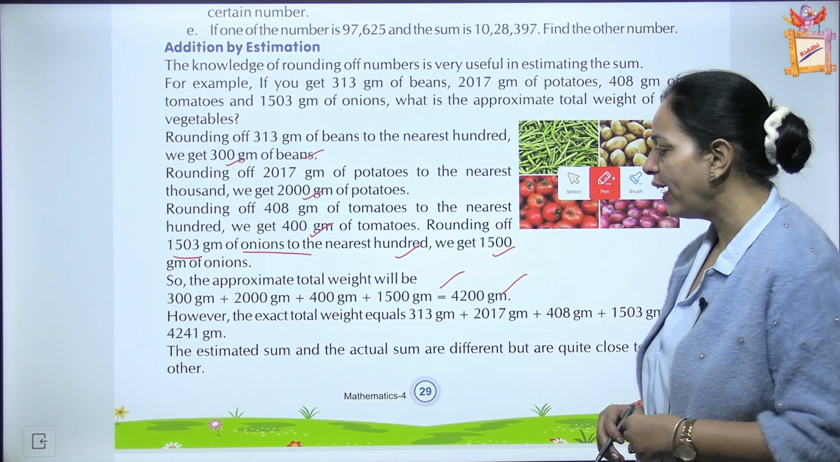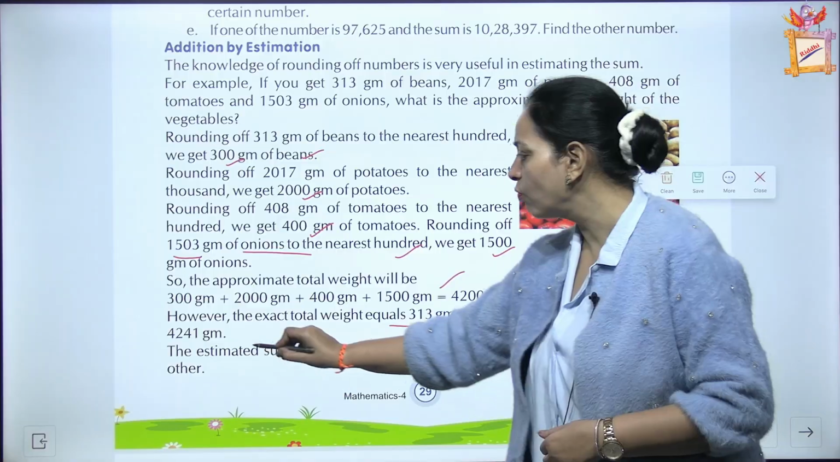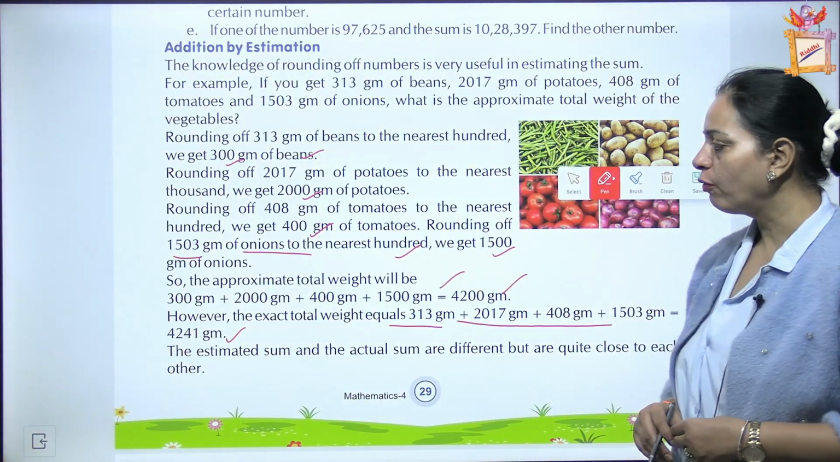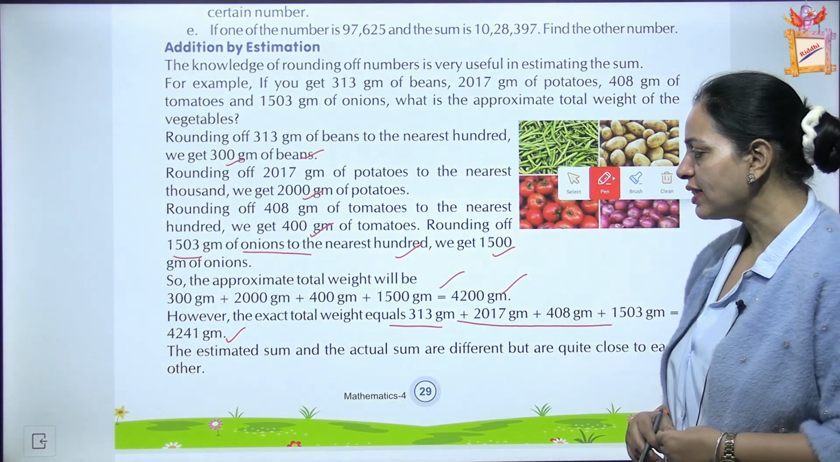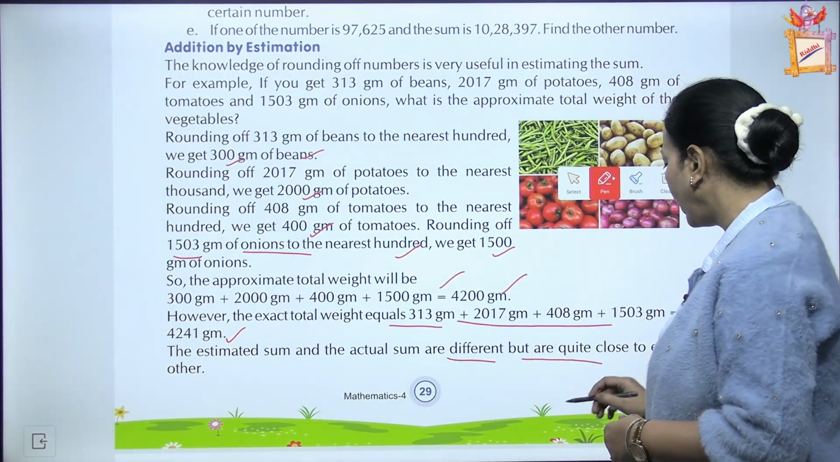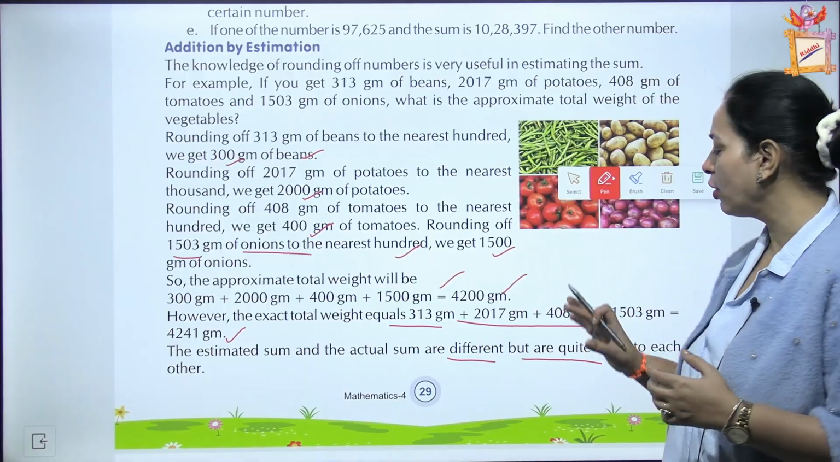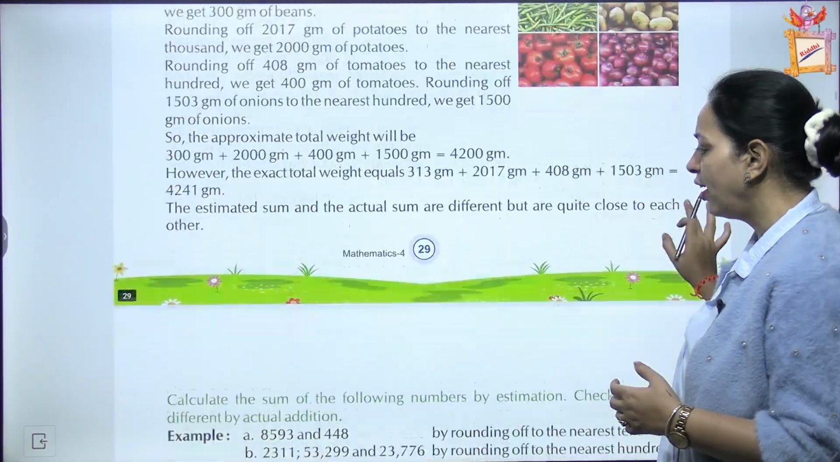However, the exact total weight equals, अगर हम exact weight निकालें, this is 4241 gram. So the estimated sum and the actual sum are different but are quite close to each other. होंगे तो ये different but they are close to each other.